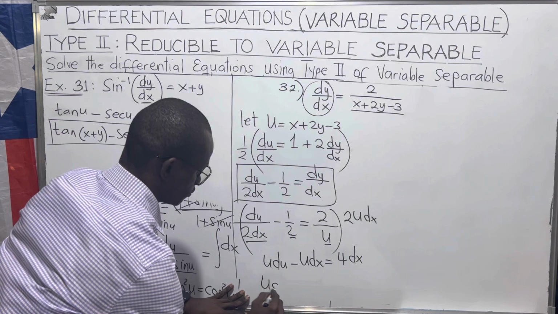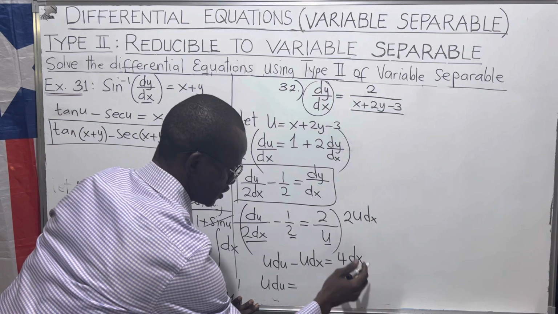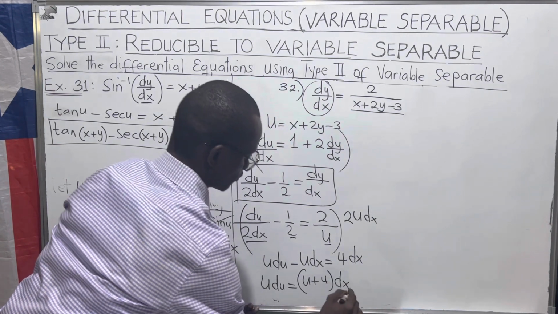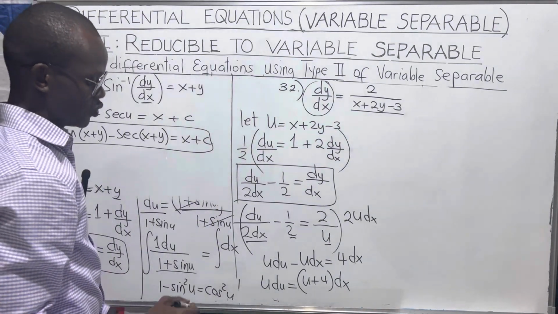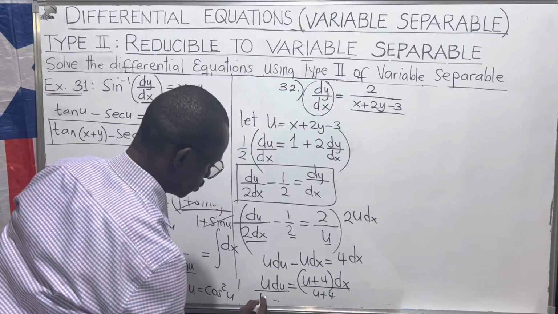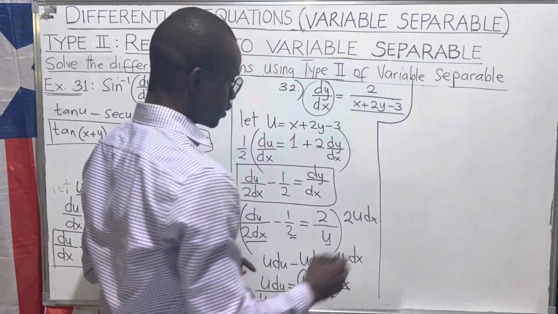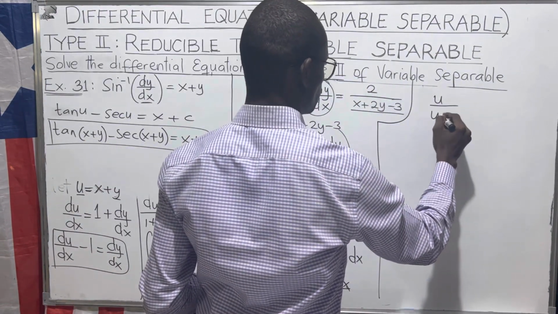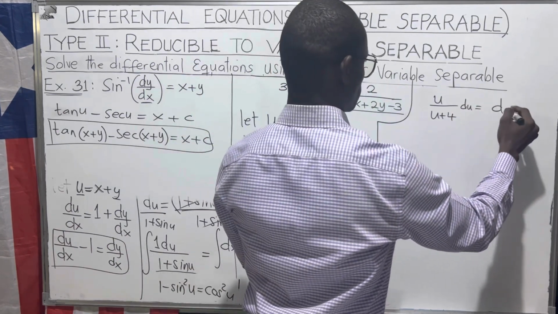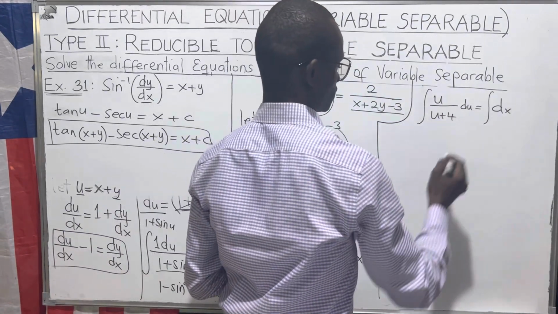So we can send this term across and just factor. So if we send it across, we factor, it will be u plus 4 dx. Now what we need to do is to divide both sides by u plus 4. So u plus 4, we don't need it there. So we have u over u plus 4 du equals dx. The variables now have been separated. We can integrate both sides.